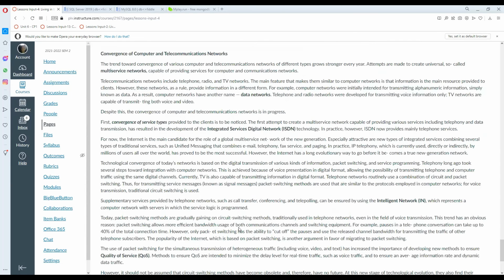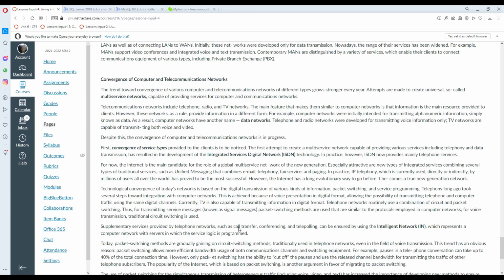Convergence of computer and telecommunication networks. The trend toward convergence of computer and telecommunication networks of different types grows stronger every year. Attempts are made to create universal, so-called multi-service networks capable of providing services for computer and communication networks. Telecommunication networks include telephone, radio, and TV networks. The main feature that makes them similar to computer networks is that information is the main resource provided to clients. However, these networks, as a rule, provide information in a different form.